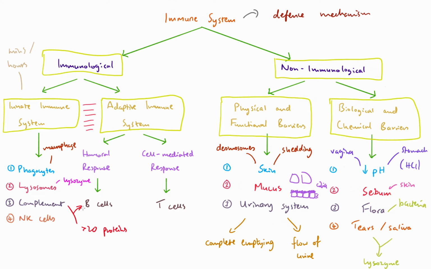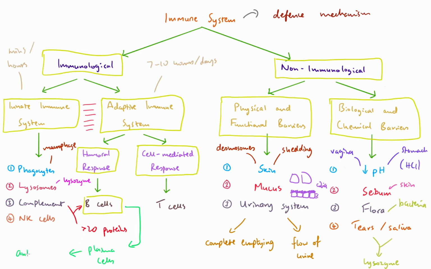Next, we've got the adaptive immune system, which takes place over a slightly longer period of time, usually about 7 to 10 hours, or even sometimes days. So a longer process. Now, this can be split up into two further parts. So we've got the humoral response, and we've got the cell-mediated response. The humoral response involves B cells, right? And now when these are activated, they mature into something called plasma cells. And these plasma cells produce a well-known substance called antibodies.